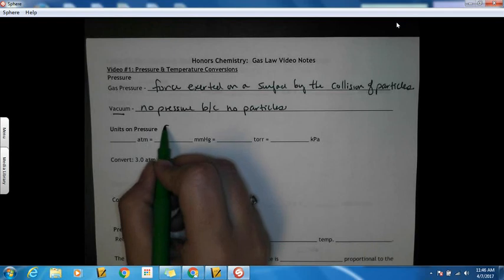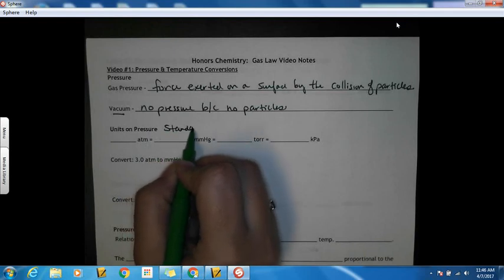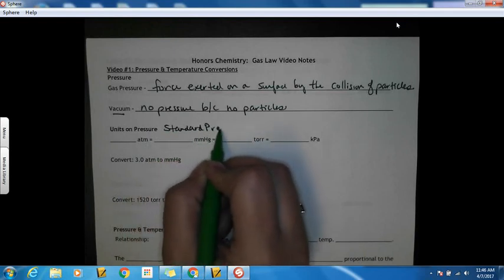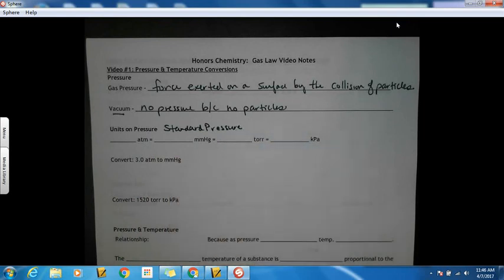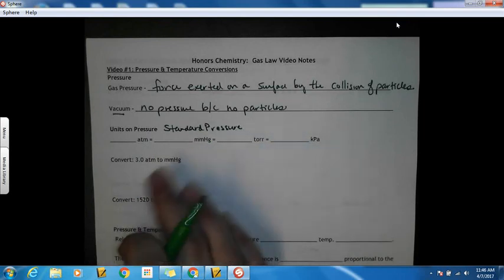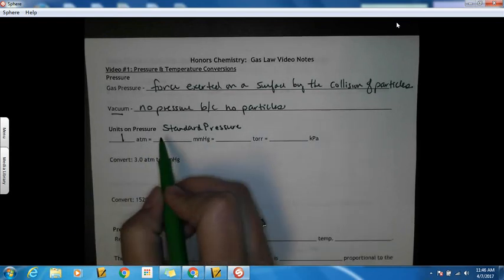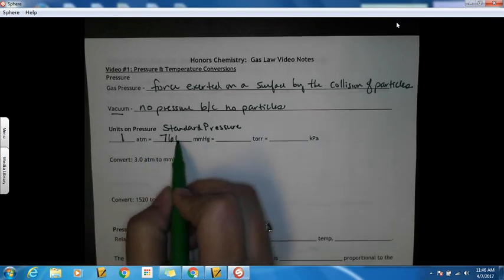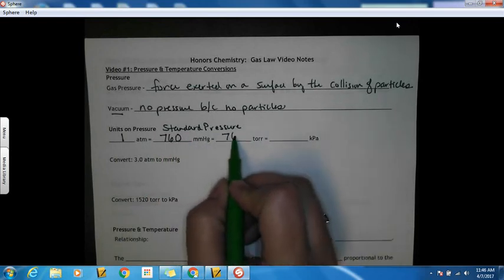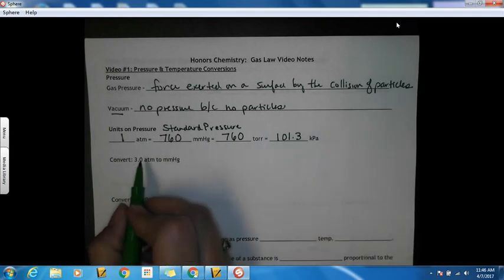These units of pressure are called our standard pressure. This is the pressure at which all gases are studied, and these are in your reference packet. So 1 atmosphere is our standard pressure, and that is equal to 760 millimeters of mercury, which is equal to 760 torr, which is equal to 101.3 kilopascals. So let's do some conversions.